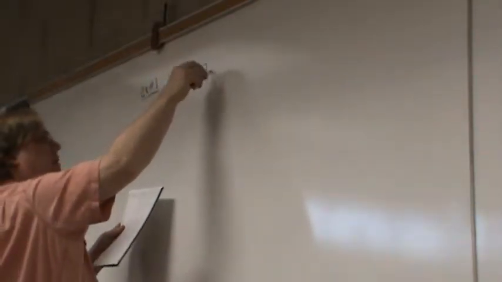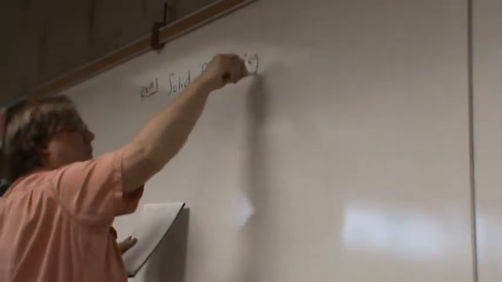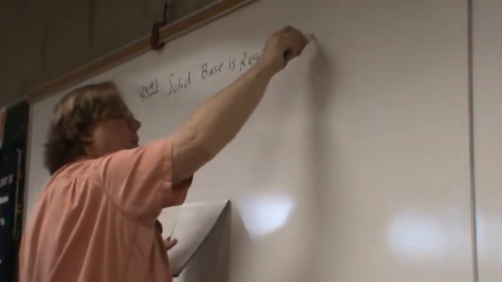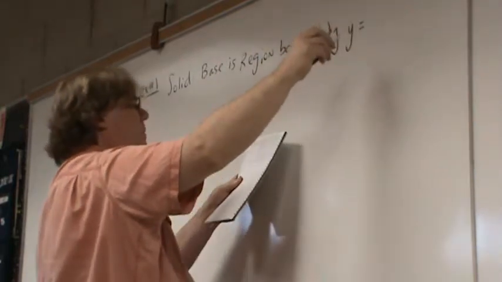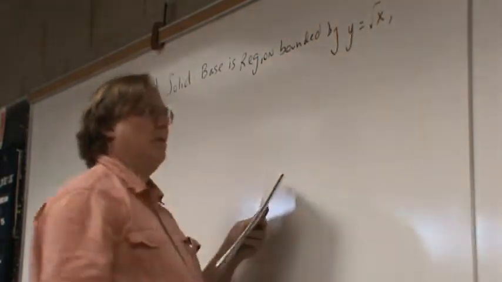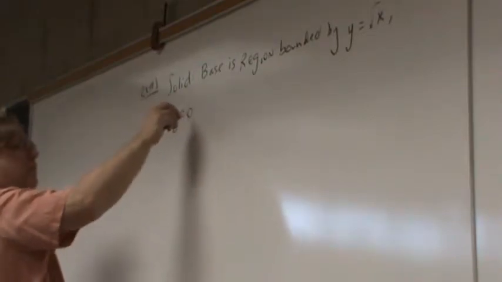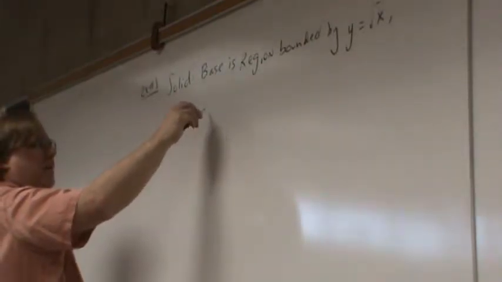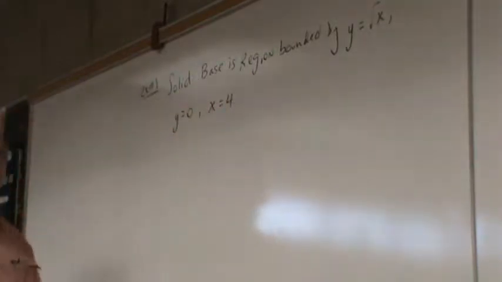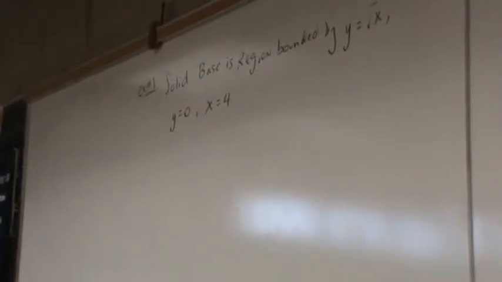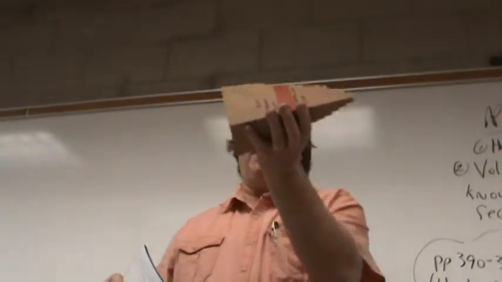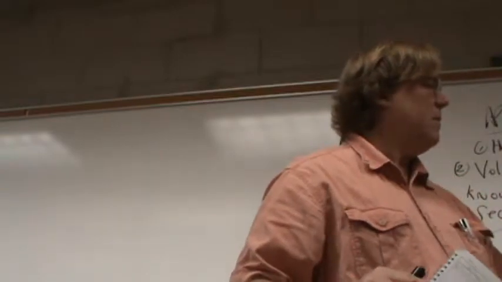The base is the region bounded by y equals rad x, y equals 0, and x equals 4. So the base of this solid is the region bounded by y equals rad x, etc. You get some solid, but it turns out your base ends up being the only side that's a complete flat plane.